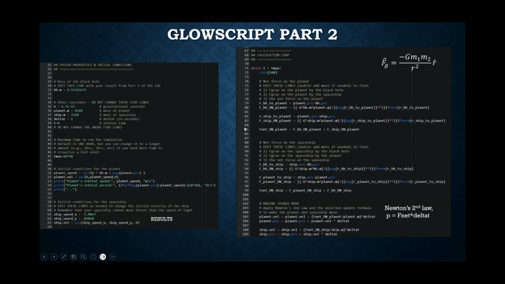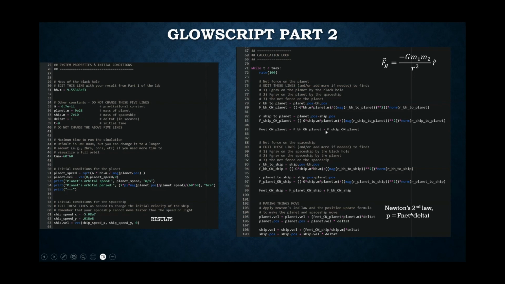This calculation loop is just rearrangements of this gravity equation, where we have to find forces on the planet and the spaceship, since they're the only things moving, and we have to take into account the black hole and the planet, or the black hole and the ship for the planet. So we find our distance from the black hole to the planet, and then we put in the force from the black hole on the planet. Do the same thing for the ship. We have to find the distance from the ship to the planet and the force of the ship on the planet, just using these equations.